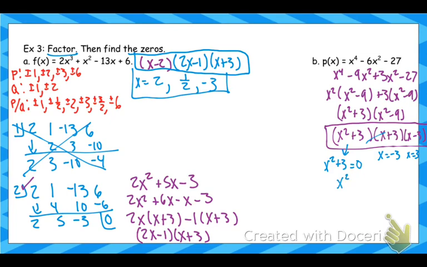So I would get x squared equals negative 3. I would square root both sides. And remember, when you square root, first of all, we need to include plus or minus. And whenever we square root a negative, remember that becomes an i outside of the square root. So I have these 4 solutions right here.